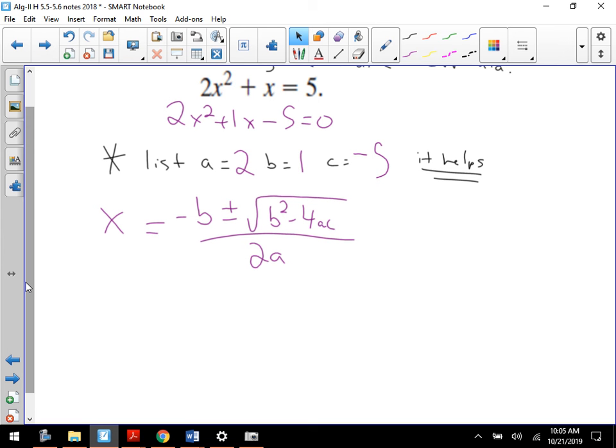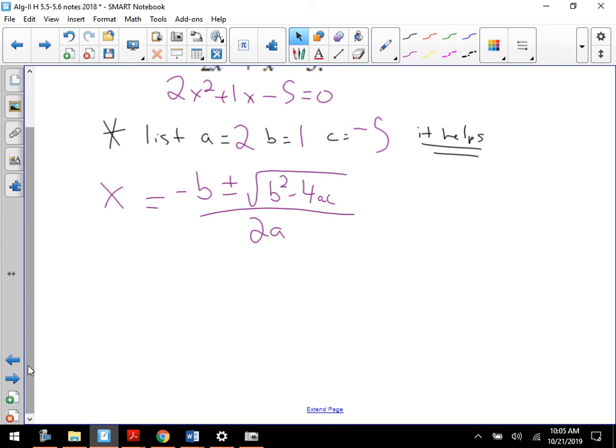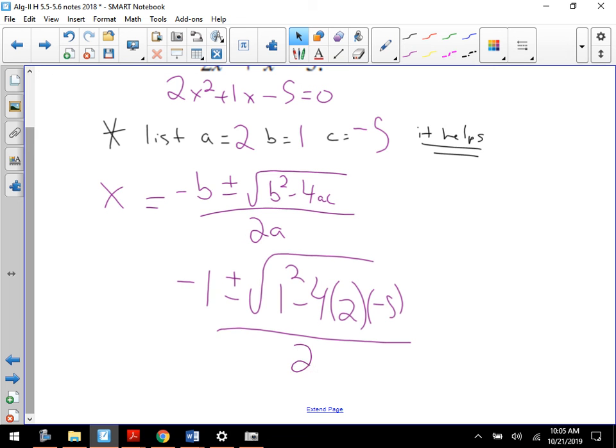Remember the over 2a, over 2a, over 2a. So -1 plus or minus the square root of 1 squared minus 4 times 2 times -5, all over 2 times 2.